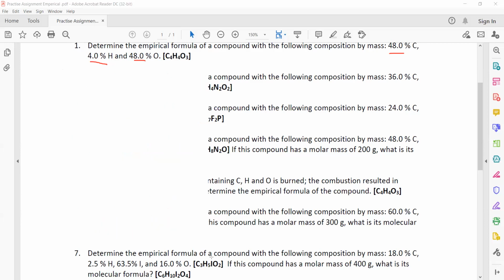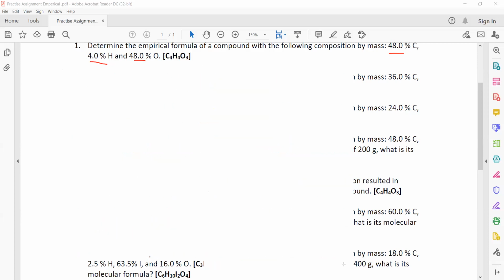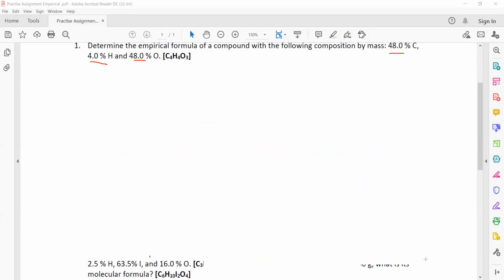When we are finding the empirical formula, we follow three steps. The compound has carbon, hydrogen, and oxygen. It contains 48% carbon, 4% hydrogen, and 48% oxygen. So step 1, we divide by atomic mass. We divide the percentage or the mass given by the atomic mass of the element. In this case, carbon is 12, hydrogen is 1, and oxygen is 16.